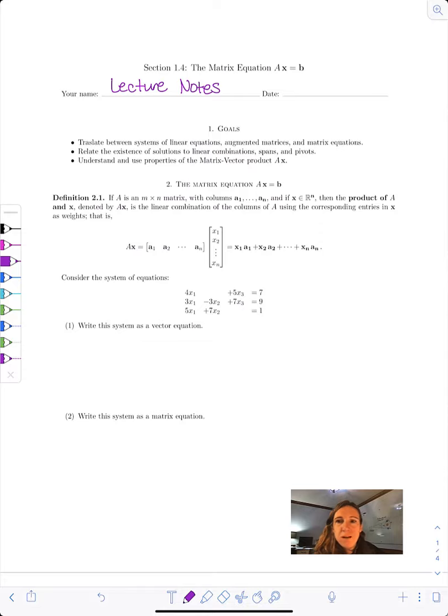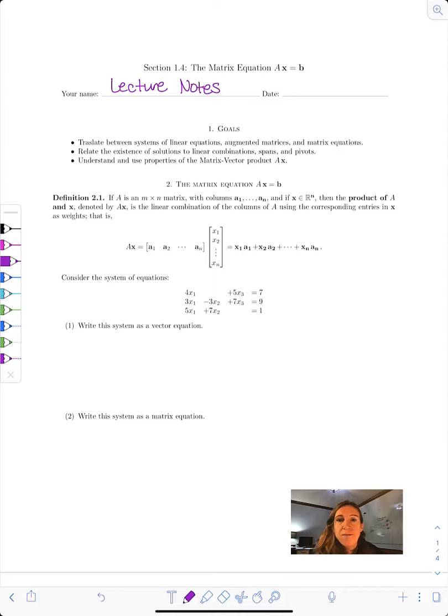Today we're going to talk about translating between systems of linear equations, augmented matrices, and matrix equations. We'll also relate the existence of solutions to linear combinations, spans, and pivots, and we'll understand and use properties of the matrix vector product A times X.